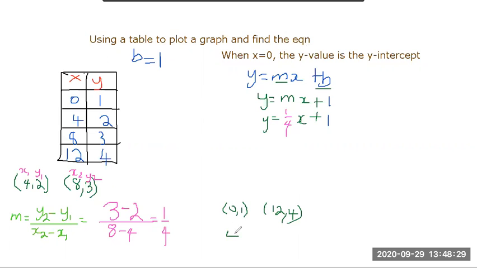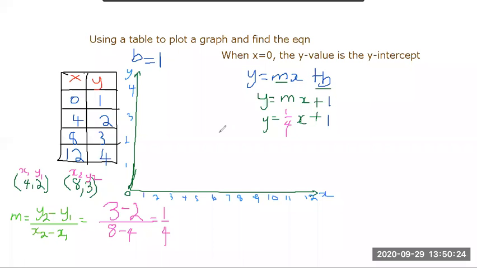I could have done 4, 2, and 12, 4. Could have done any 2 points. x1, y1, x2, y2, and put it in my equation. Got my answer. So that's kind of how we look at a table, and we could find the equation just from looking at the table. Could you put in the chat, just letting me know if you're following what I'm saying when it comes to finding the slope with the equation.